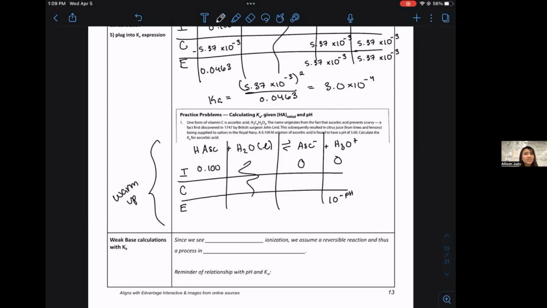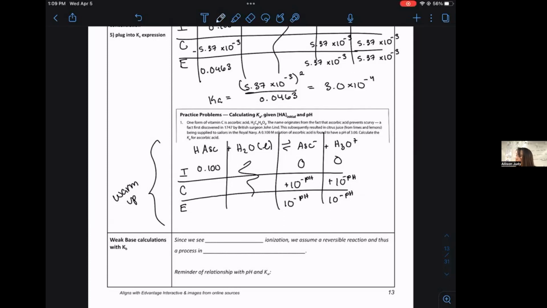Did anyone find this Ka? Is anyone confused about just how to fill in the table given these 2 data points? Just didn't have time? Totally fine. Do we feel comfortable with this idea that if I have been given the pH of the solution, that does reveal to me my equilibrium concentration, and then I can just stoichiometrically figure out the change? So whatever this value is, that's plus 10 to the negative pH. This is going to be plus 10 to the negative pH. This is going to be 10 to the negative pH as well, because it's a 1-to-1-to-1 ratio.